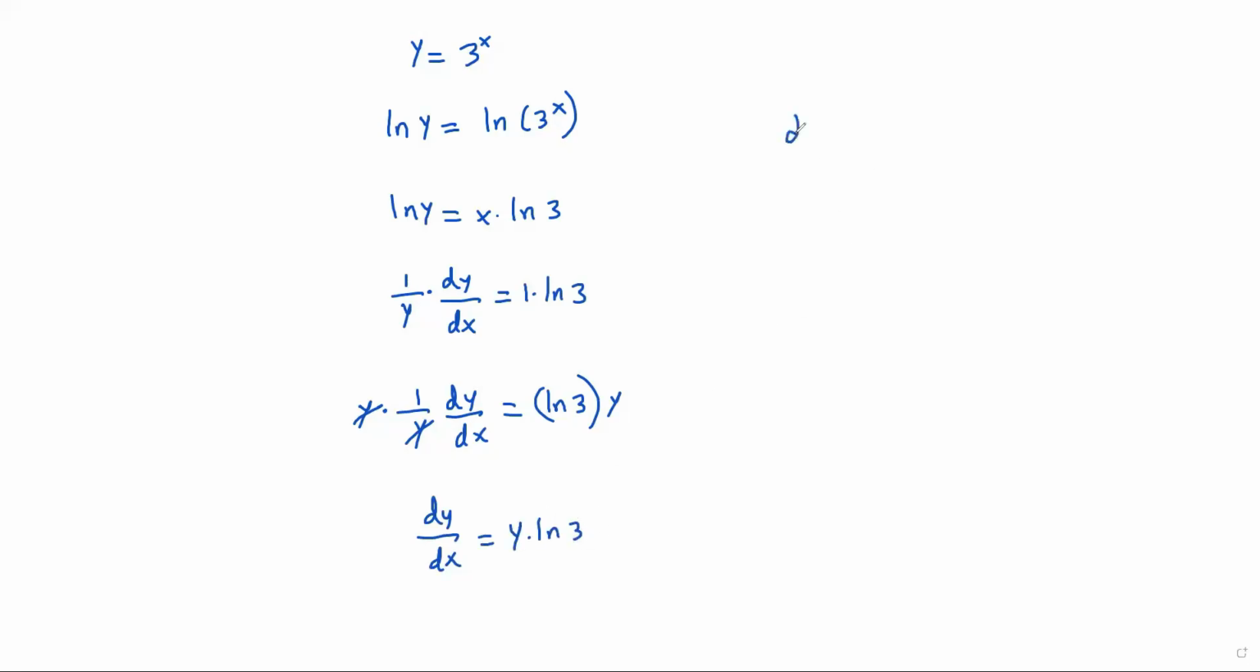Here in the next step, this y can be replaced by 3 to the power x, because y and 3 to the power x are equal. So dy over dx is equal to 3 to the power x times ln 3. I got the derivative of the given function y equals 3 to the power x. That is, dy over dx equals 3 to the power x times ln 3.